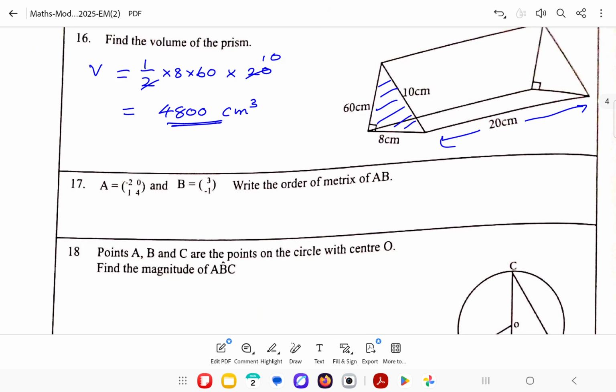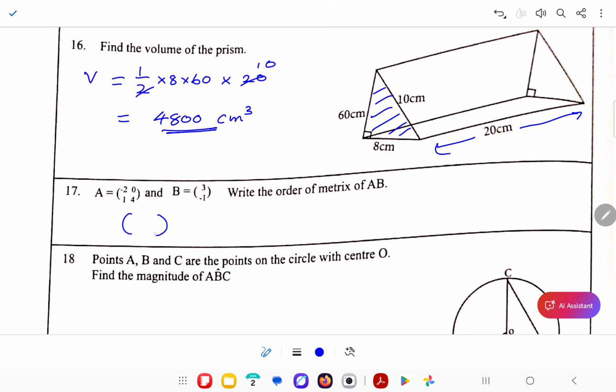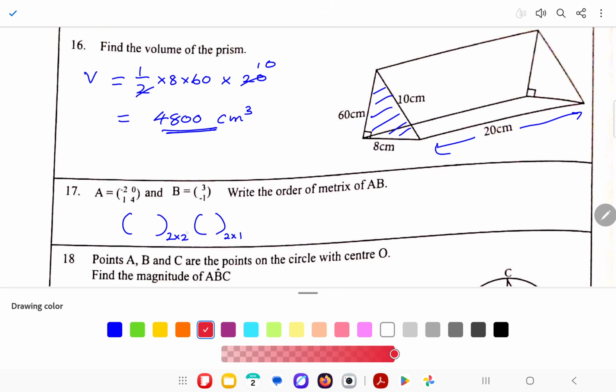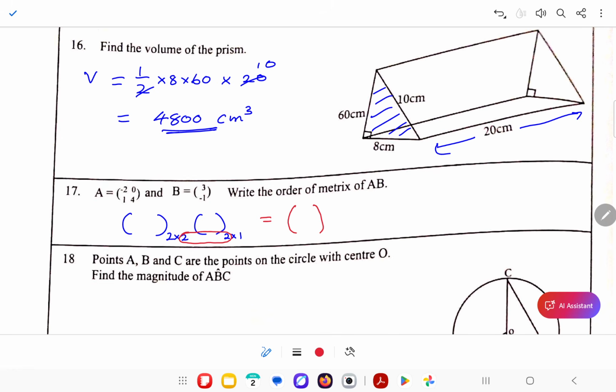Then question number 17. A matrix given, B matrix given. Write the order of matrix AB. So we don't need to actually find AB, we just need to find the order. So A is 2 by 2. B is 2 rows, 1 column. So then we can multiply them, and these two cancel out the middle terms. So you end up with 2 rows, 1 column, 2 by 1. So the order is 2 by 1.